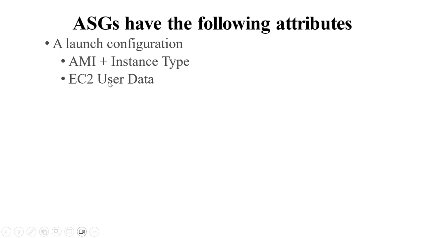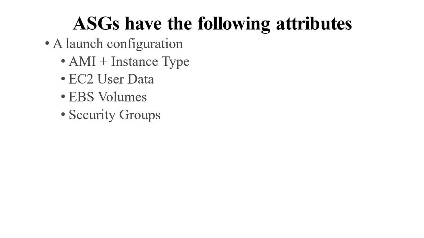EC2 user data, that is used during boot up time. Any new instance which is launching has to boot with the custom data as well as volumes, security groups, key pairs. So all these things we need to define in the template, and that template we need to use during the scale out or scale in operation.